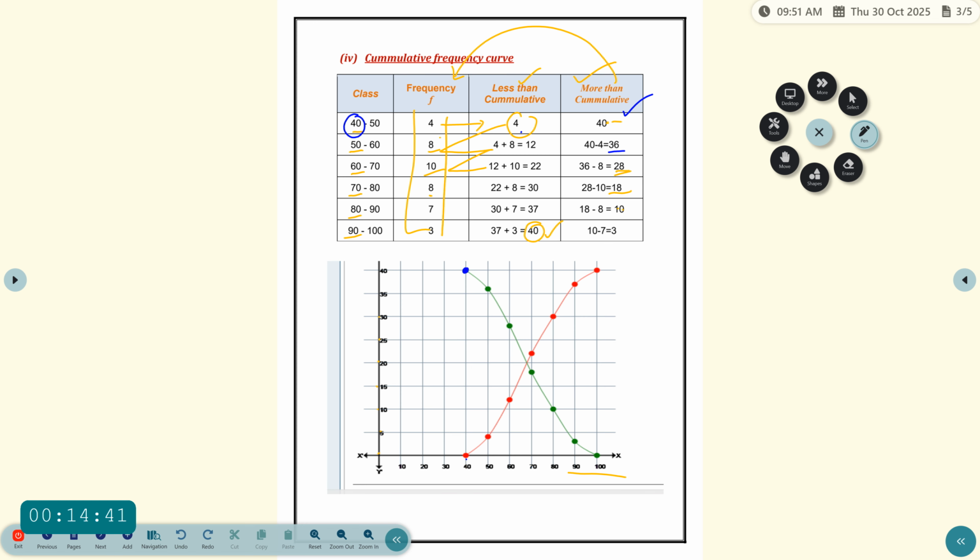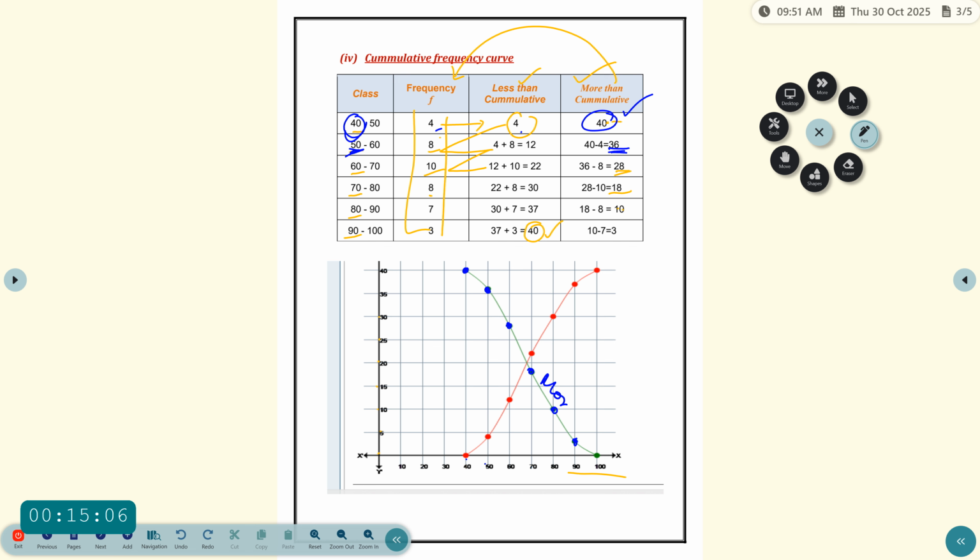Corresponding to 40 we have cumulative value 4. Then for 50 we have 36, and then for 60, 28. Likewise you have to plot all the points, and joining all the points we get the more than cumulative curve.